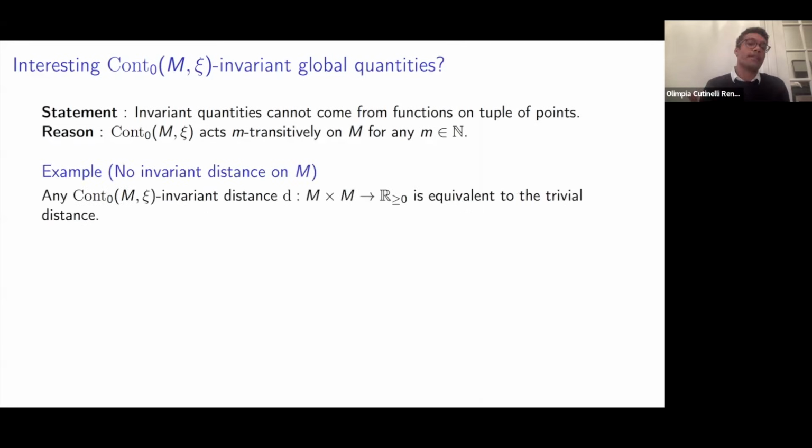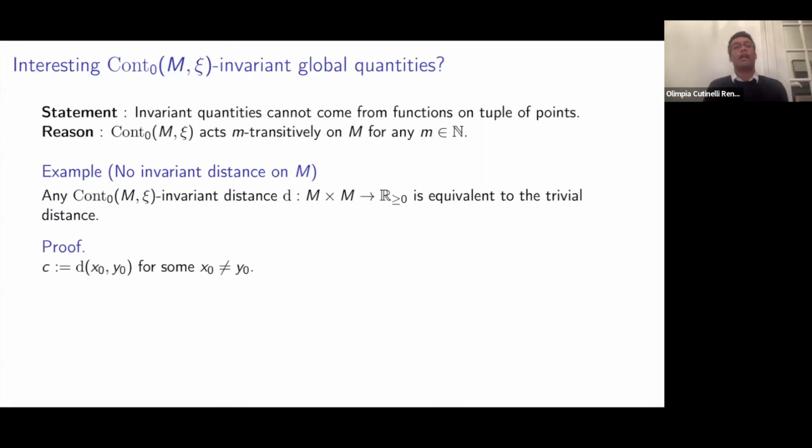A concrete example where we can apply this statement is a distance function. A distance function on M is a special kind of function on pairs of points. And any invariant distance has to be equivalent to the trivial distance. So you cannot have an interesting invariant distance on the manifold M itself. And the proof is really easy.